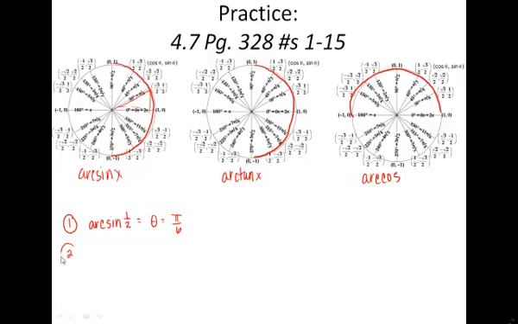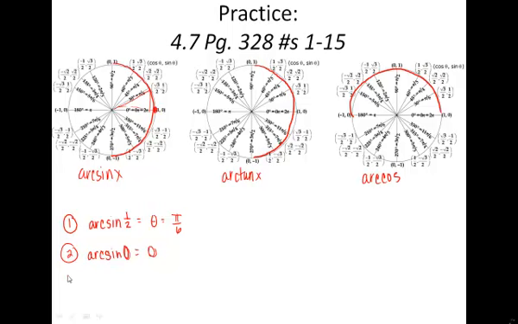Number 2 was the arc sine of 0. So we're looking for an angle such that the sine, or the opposite leg, was 0. That's what that would be saying. So this one right here would be 0 radians, because that would be the angle that would have gotten us to have no up and down movement.